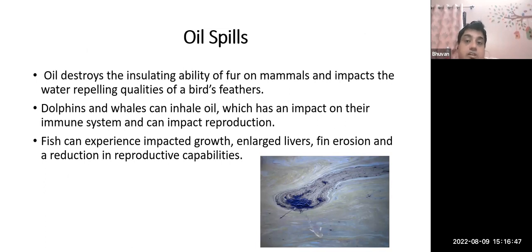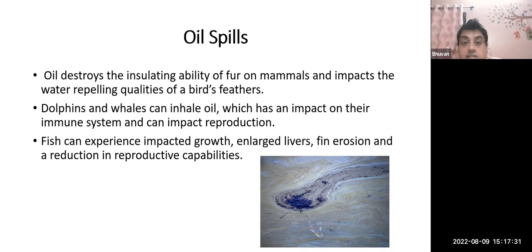Oil destroys the insulating ability of the fur of the mammals and impacts the water repelling qualities of the birds' feathers. As we know, birds carry out the preening process, and most marine birds have water repelling qualities in their feathers. Once oil gets deposited on them, their water repelling qualities definitely suffer. Along with that, because of the preening action by birds, the oil deposited on the feathers enters accidentally into the bird's alimentary canal, and also results in kidney failures or liver malfunctions.